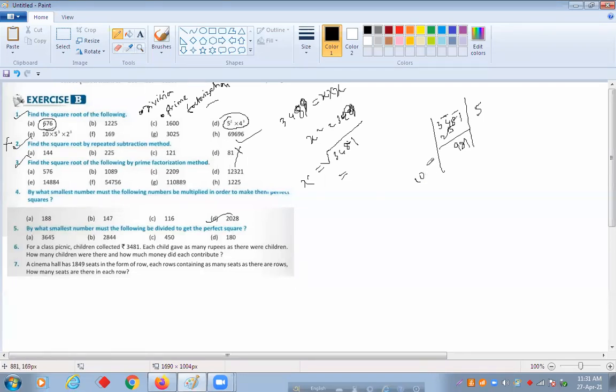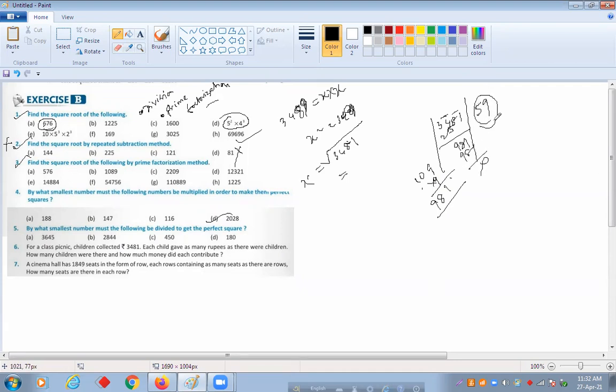By which number will we multiply? 9. You will need to multiply it by 9. So 9 nines are 81, and 9 ones are 9, which gives 59. So we will get that.